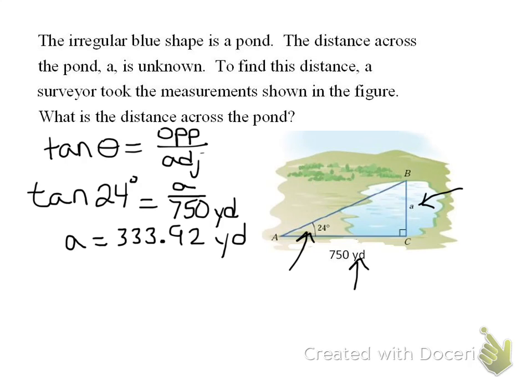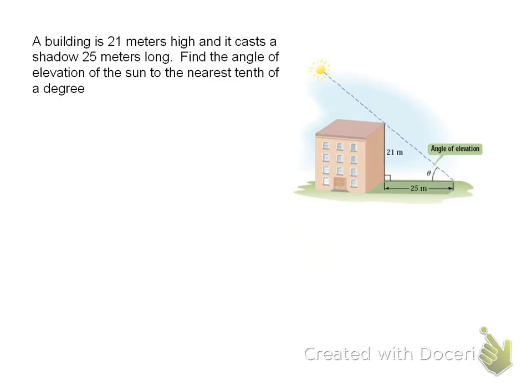All right, here we go. A building is 21 meters high and it casts a shadow 25 meters long. All right, little picture shows that. Find the angle of elevation of the sun to the nearest tenth of a degree. So now they want us to find the measurement of theta. So here 25 would be considered my adjacent. 21 would be considered my opposite. So that means that I'm again working with tangent.